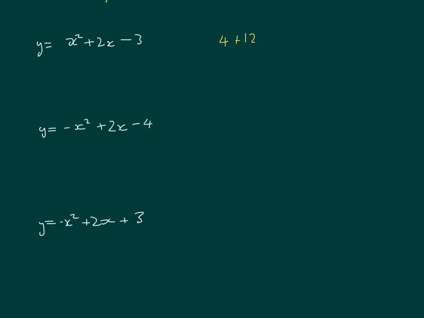The y-intercept is going to be minus 3. And I'm also going to work out the 2 roots. So we've got minus b, so that'll be minus 2 plus or minus the square root of 16, which is 4, all over 2a, which is 2. So that'll work out to be minus 1 plus or minus 2. So what we'll have is x equals minus 3 or x equals 1.